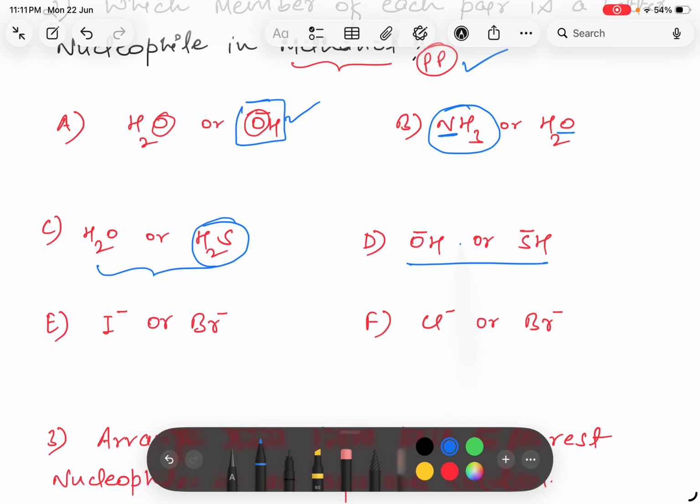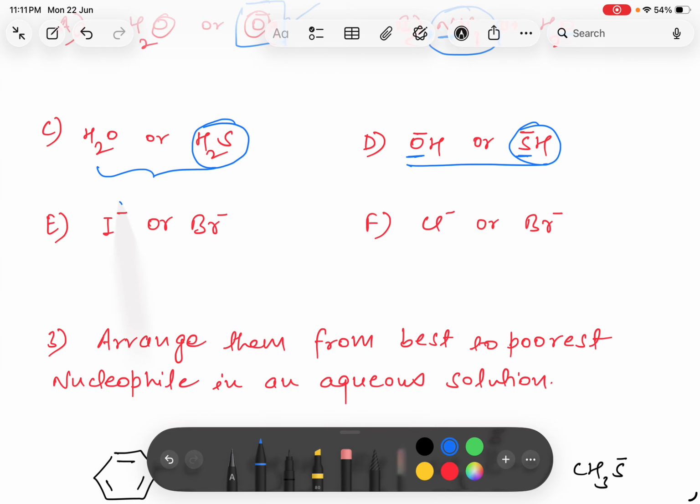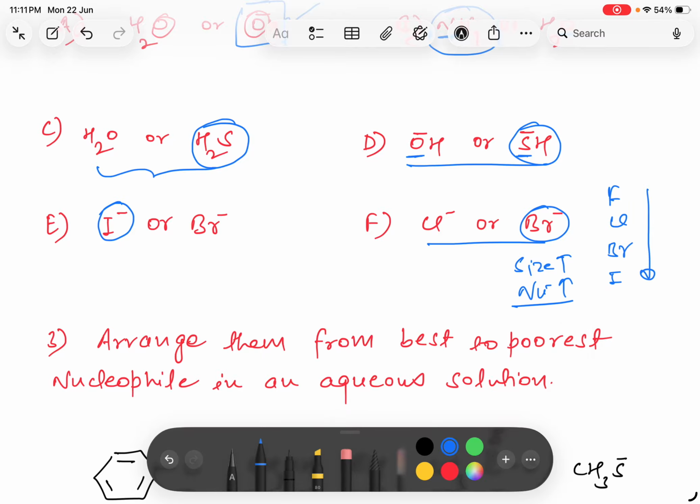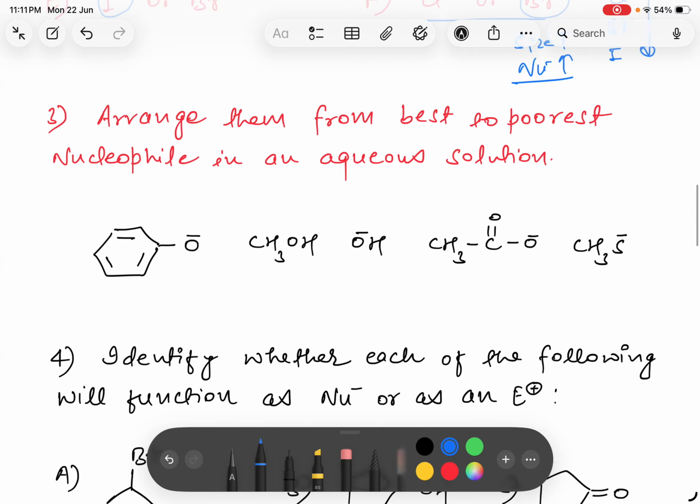Same concept. Both are negatively charged, so again it depends on the size because here oxygen is the donor, here sulfur. So sulfur would be a stronger nucleophile. Here iodine would be a stronger nucleophile because iodine has a bigger size, and here bromine, because if you look at the halogens' positioning, down the group size increases, nucleophilicity increases. Clear?